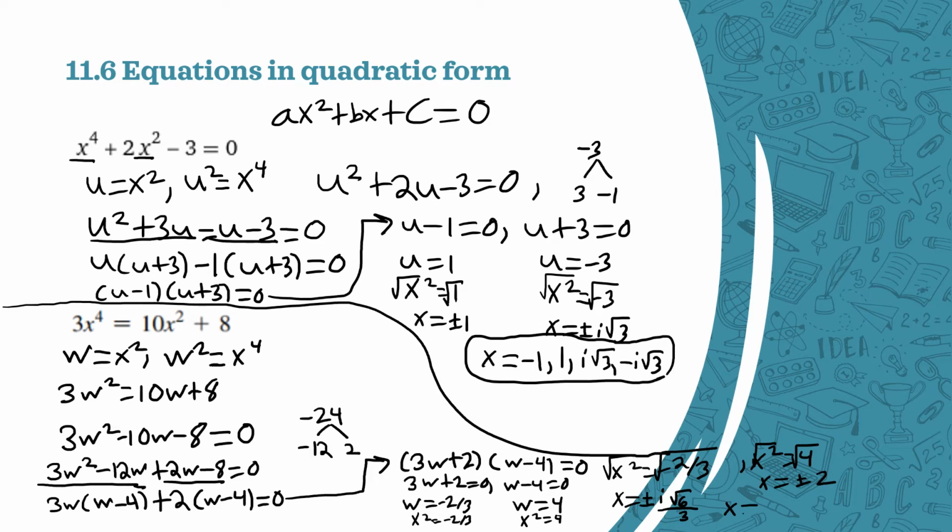So the answer becomes x equals negative 2 and 2. And the other one is going to be negative i square root of 6 over 3 and i radical 6 over 3. On to the next slide.